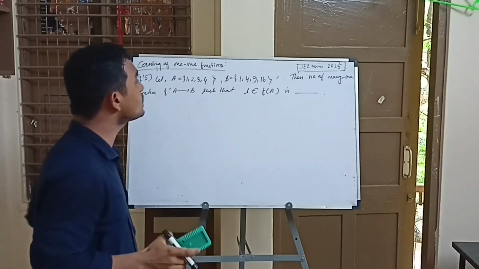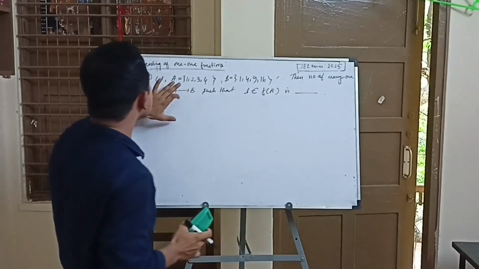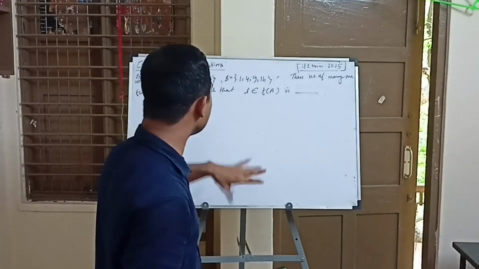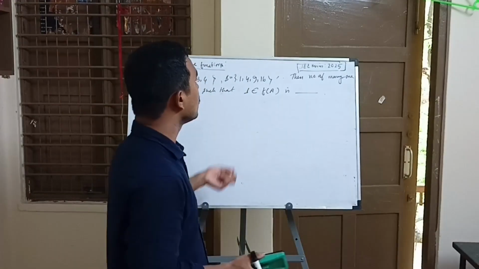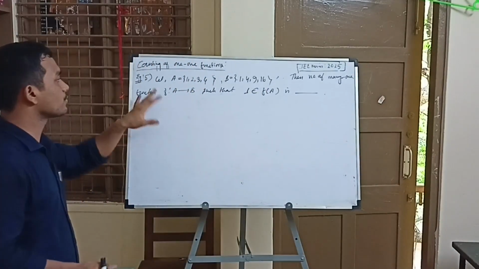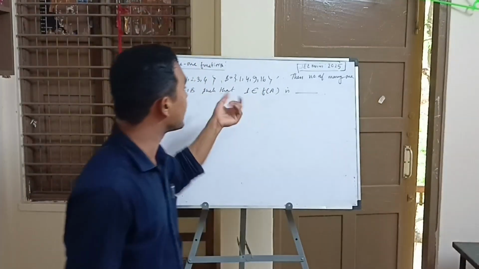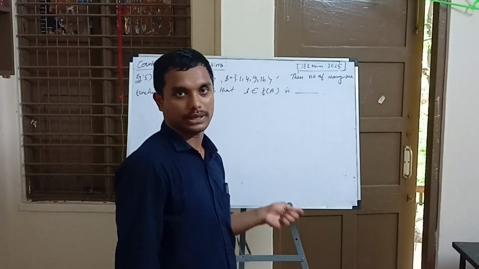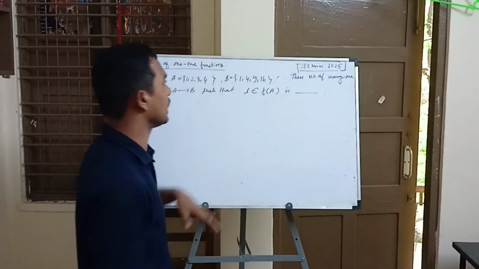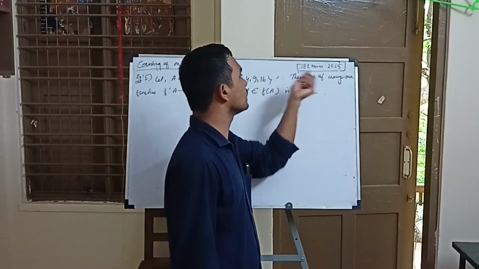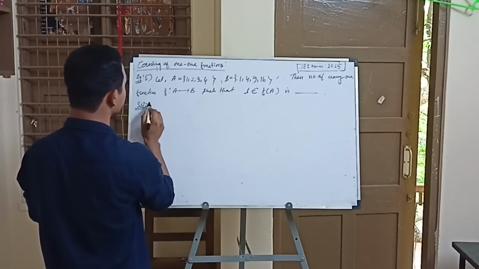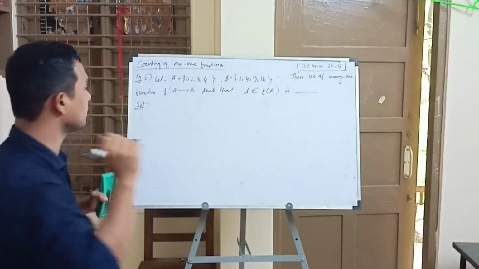Now the next example: A set has 4 elements 1, 2, 3, 4 and B set has 4 elements 1, 4, 9, 16. The question is: how many one-one functions are there from A to B such that 1 belongs to the range of f? That is, 1 belongs to f of A. This question was asked in JEE Mains 2025. How can we solve it? Let me draw a pictorial diagram here.